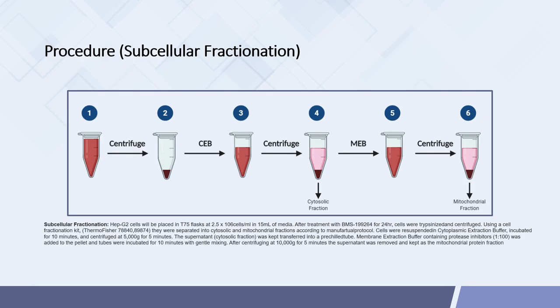I would grow cells in T75 flasks until they were about 75% confluent, and then I would treat them for 24 hours. After that, I would harvest them and pellet them down using a centrifuge. From there, I would use a variety of different buffers and centrifugation techniques to separate the different cell fractions to gain what I needed to conduct my experiments.